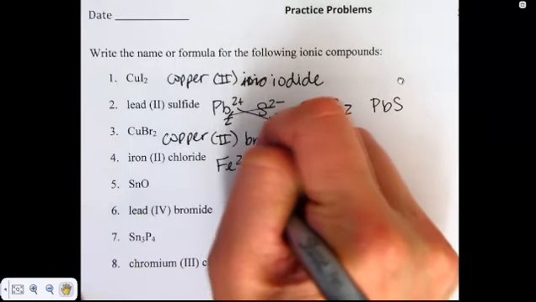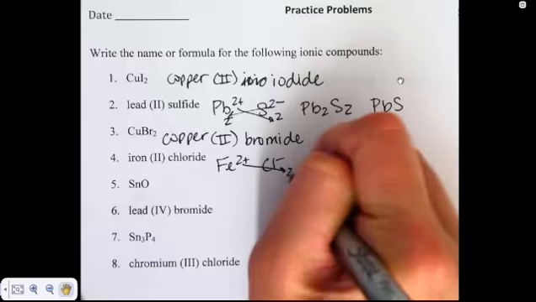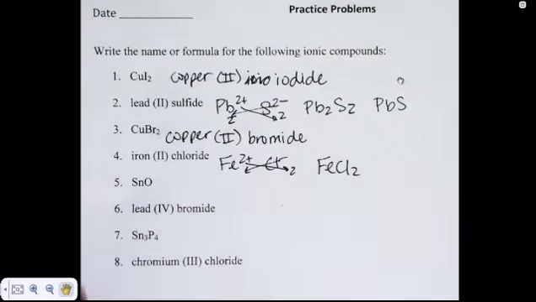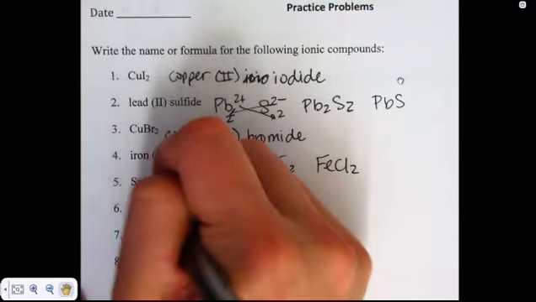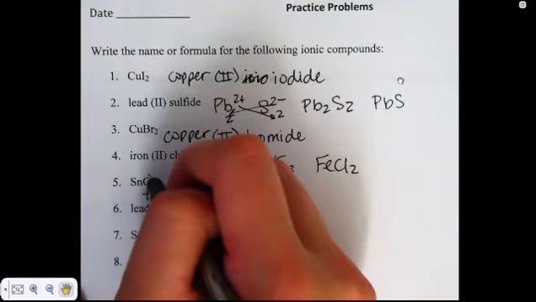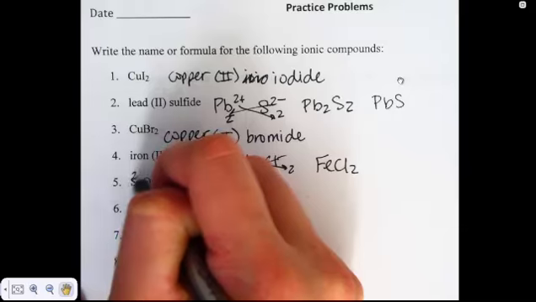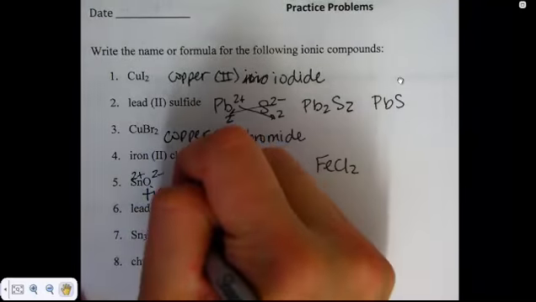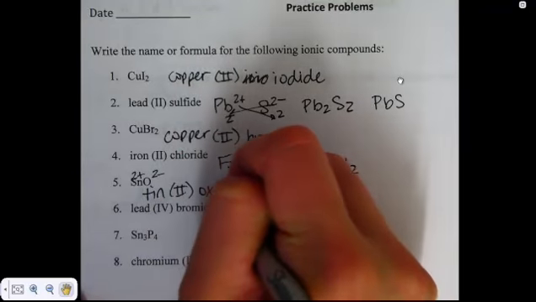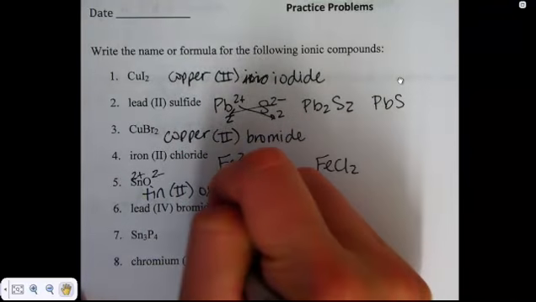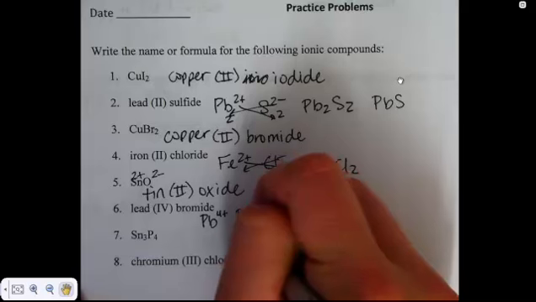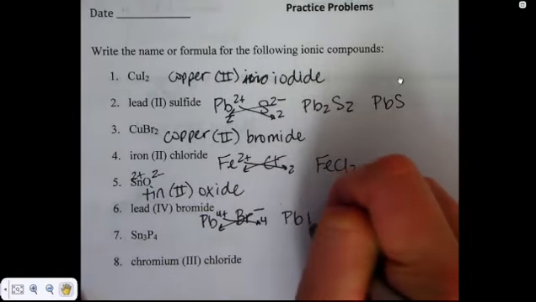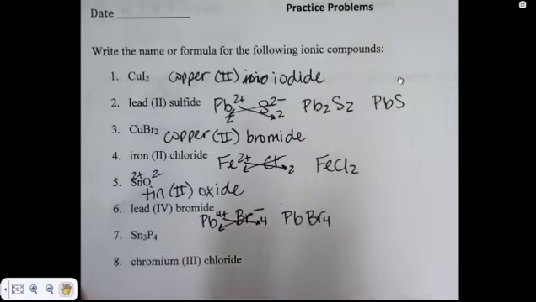Number 4 is Fe 2 plus, Cl minus, FeCl2. This guy is tin. Ooh, this is one of those tricky ones. Oxygen is 2 minus, so that must mean that tin, to cancel out that 2 minus, has to be 2 plus. Lead, 4 plus, Br minus, PbBr4.